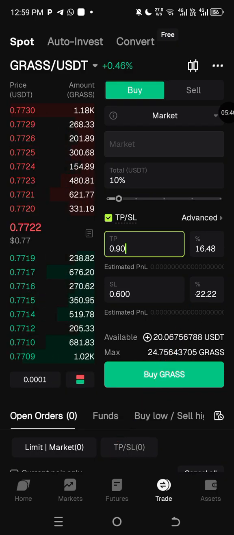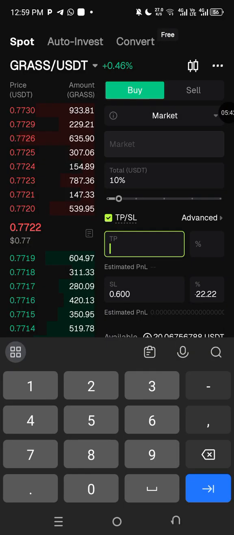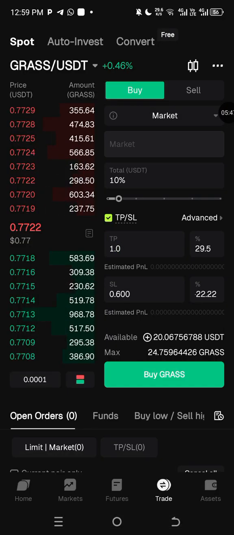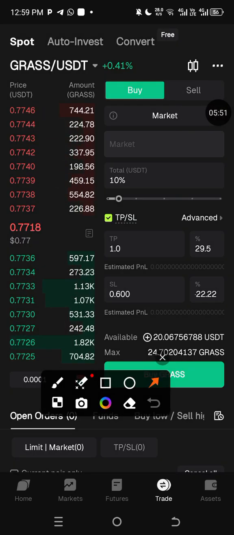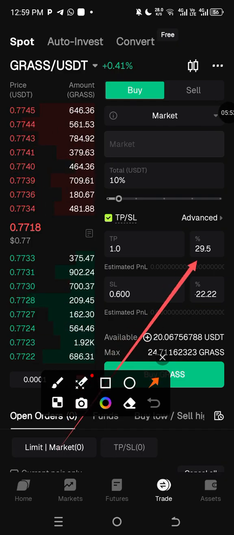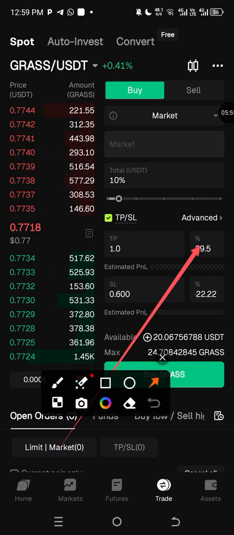So let me increase this now. Let me put it at 1.0. Can you see it has changed to 29.5? Now that is basically how to enter.